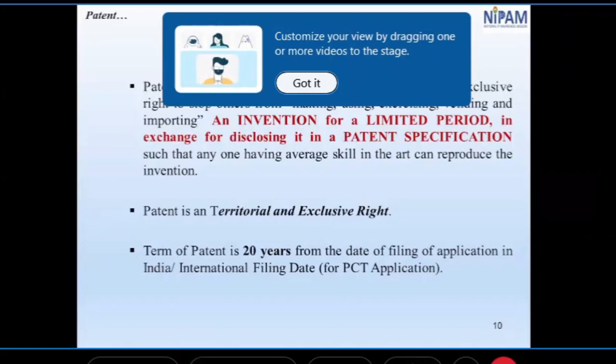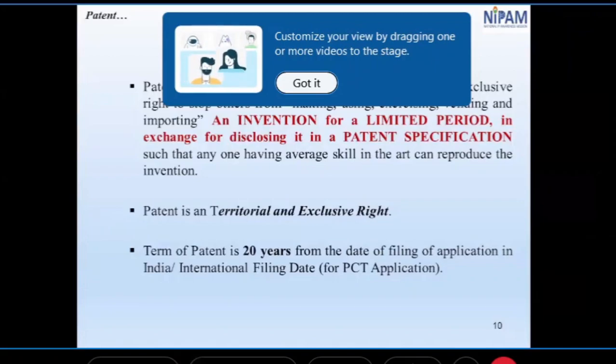In my opinion, what I feel is, a patent is a mutual deal, right? I don't go by the definition. So I request you not to look at the slide for the next one to two minutes. If someone asks what exactly a patent is, don't read out the definition. A patent is a mutual deal. So what is a mutual deal?